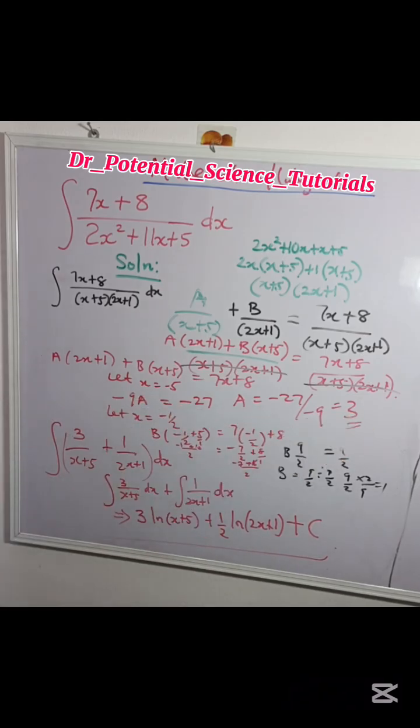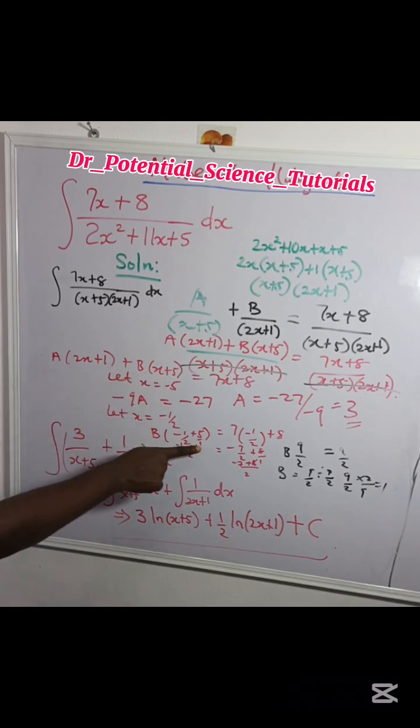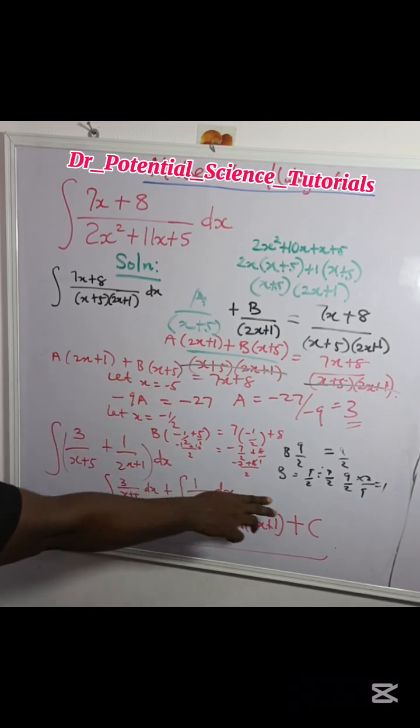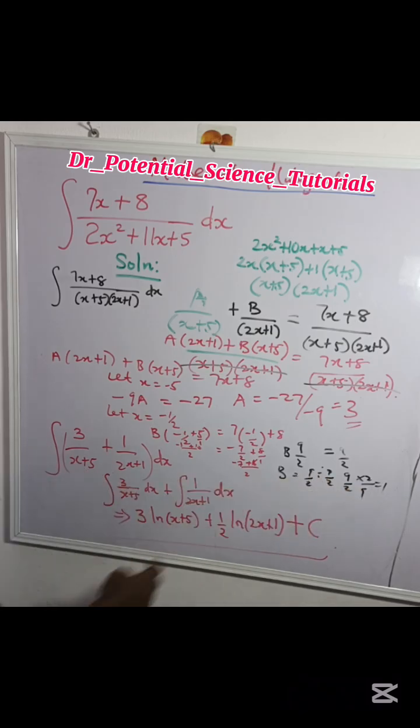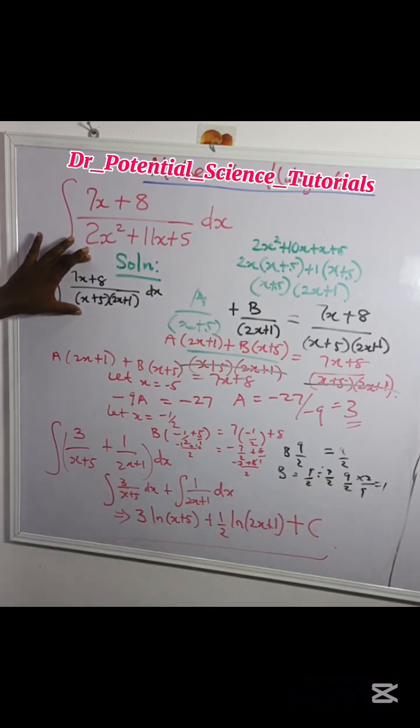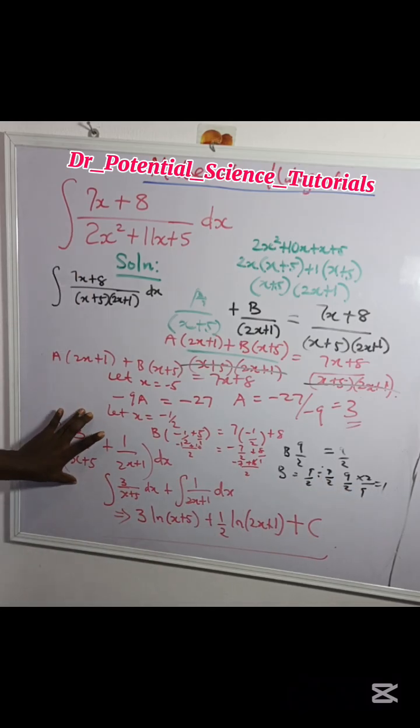Then a is 3. The same way for b, we assume that x is minus half. So that minus half times 2 plus 1 cancels out. This a will cancel out. Then we are left with minus half plus 5. At the end of the day, we got minus 7 plus 16 divided by 2. Then our b gave us what? 1. So this fraction is the same as this.